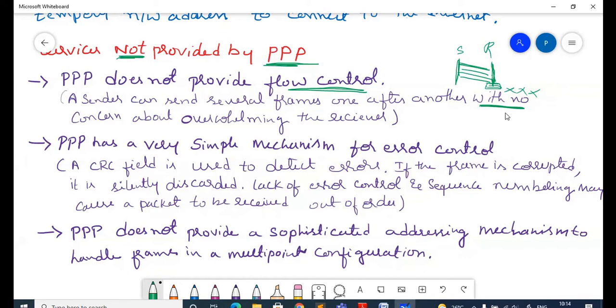So that is called flow control. Here, flow control is not supported. PPP, that is point-to-point protocol, has a very simple mechanism of error control. It does have an error control mechanism.